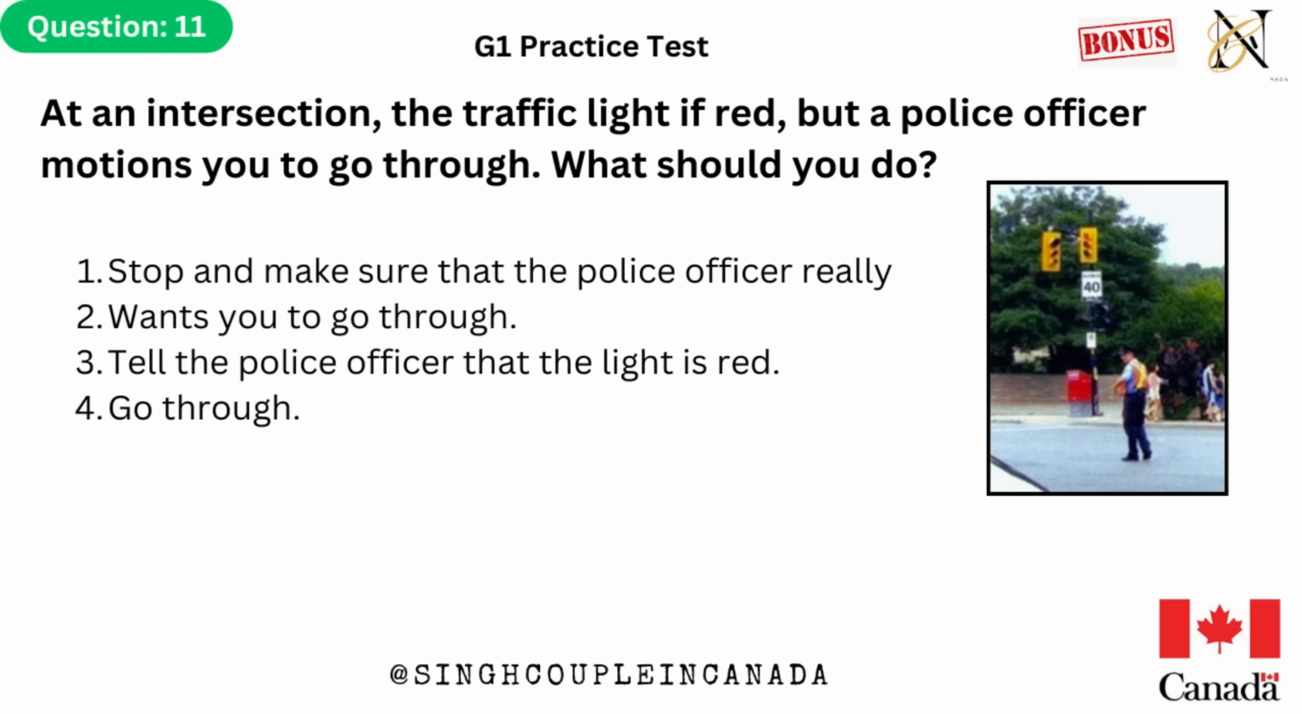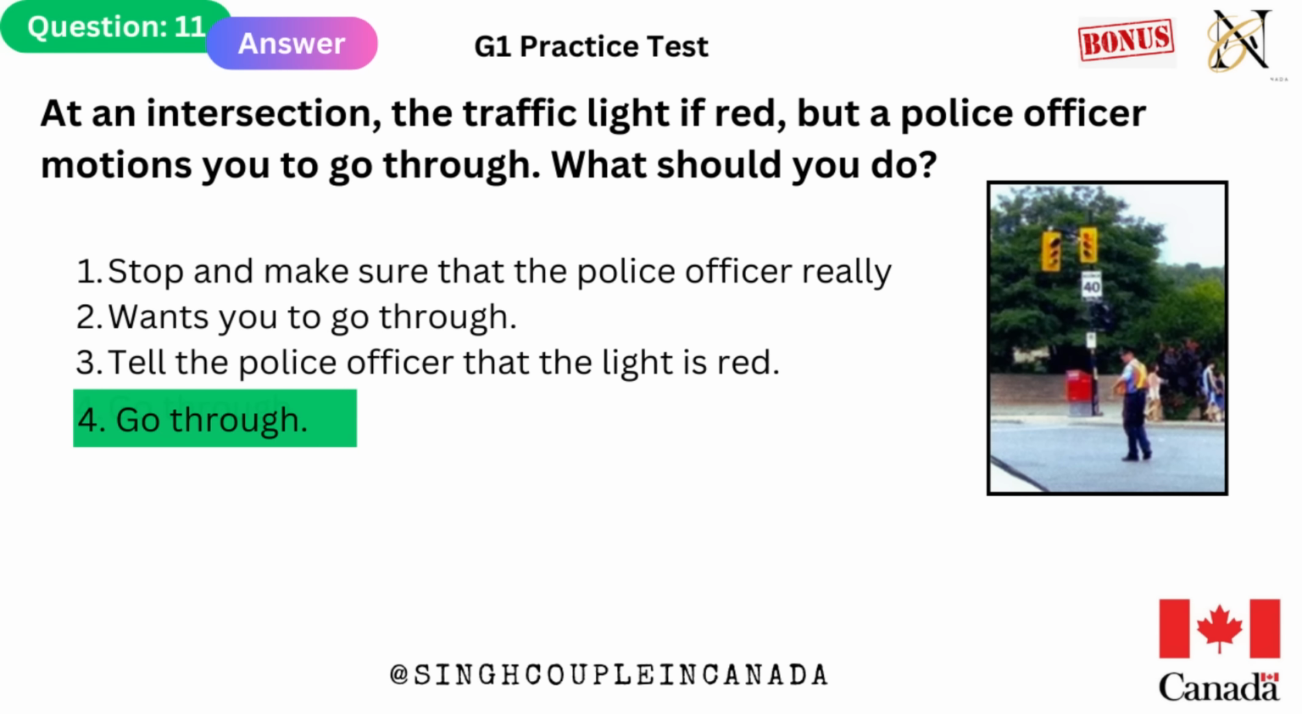At an intersection, the traffic light is red, but a police officer motions you to go through. What should you do? 1. Stop and make sure that the police officer really wants you to go through. 3. Tell the police officer that the light is red. 4. Go through.